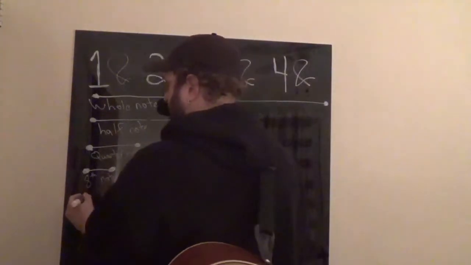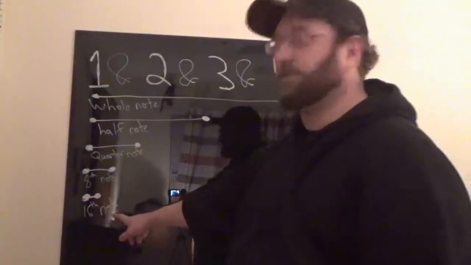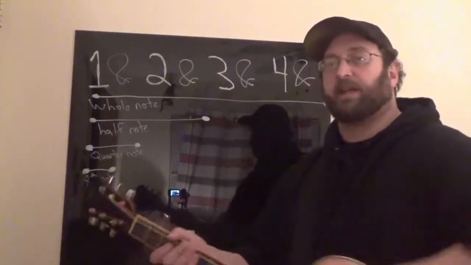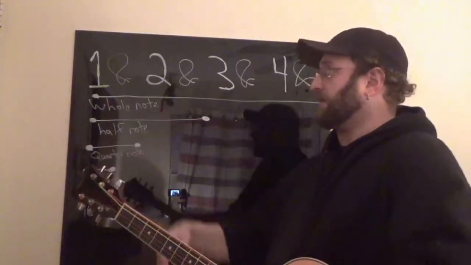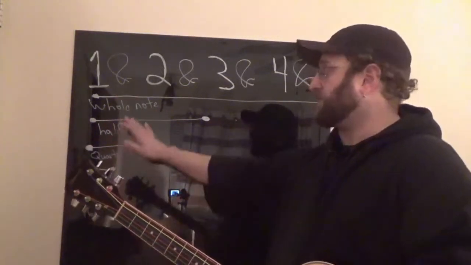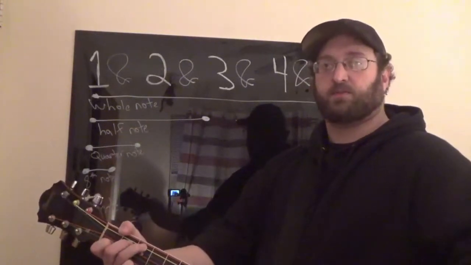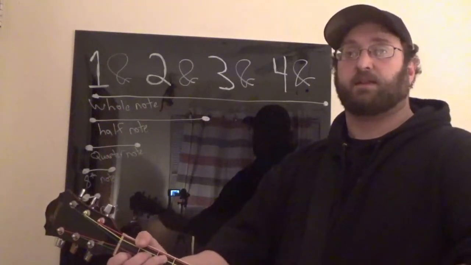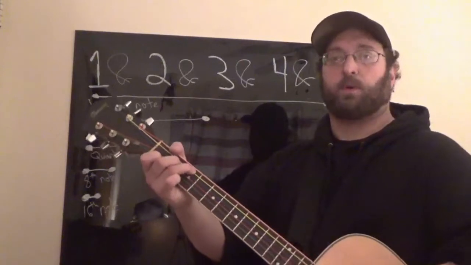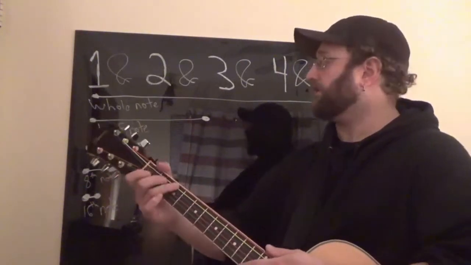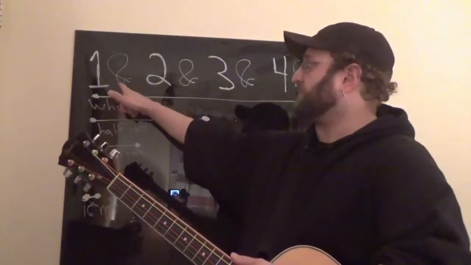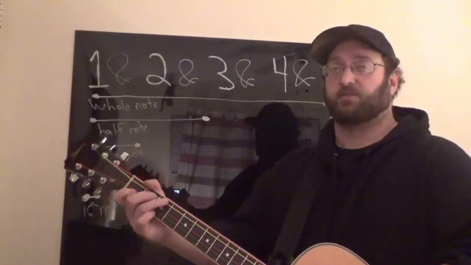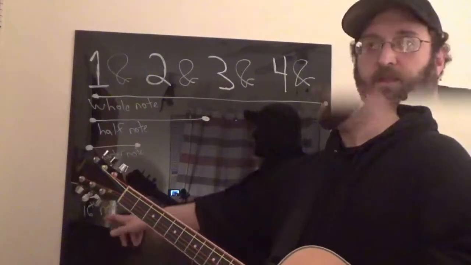Alright, so this one's a little trickier. This little tiny one here is called a 16th note. So I'm going to run through all of these now. Whole note, 1, 2, 3, 4. Half note, 1, 2, 3, 4. Quarter note, 1, 2, 3, 4. The 8th note, now remember we have to start counting with the "and" in order to get that split, the division. 1 and 2 and 3 and 4 and.